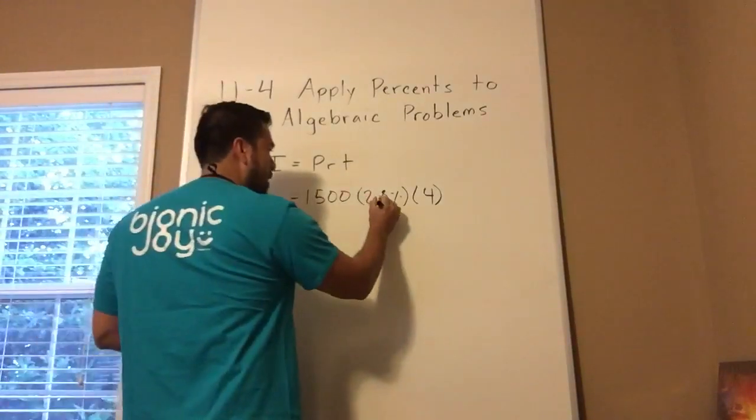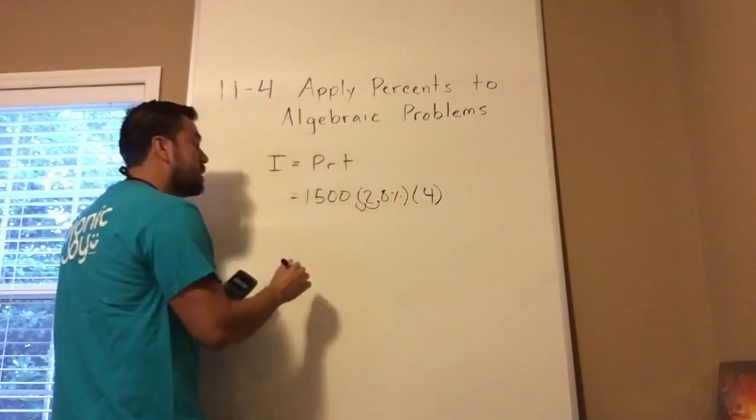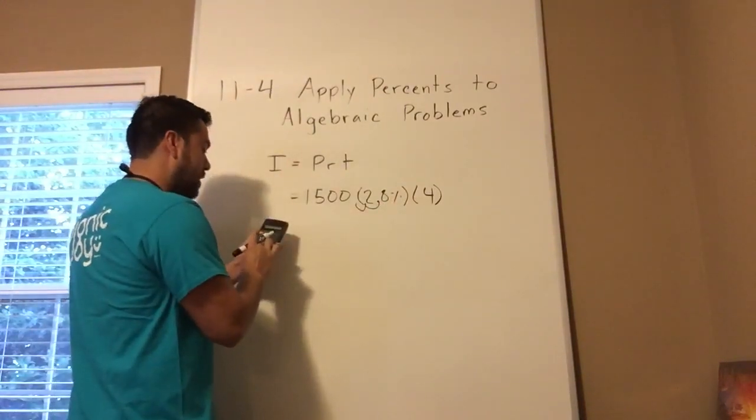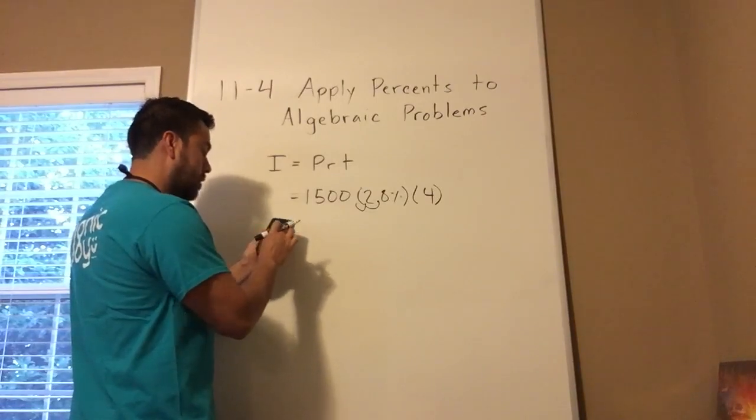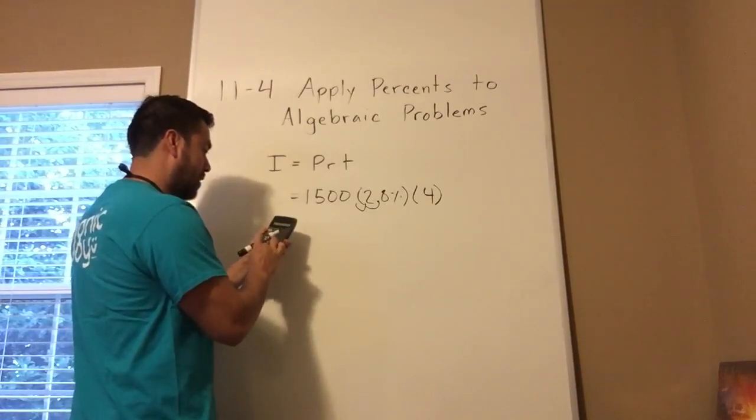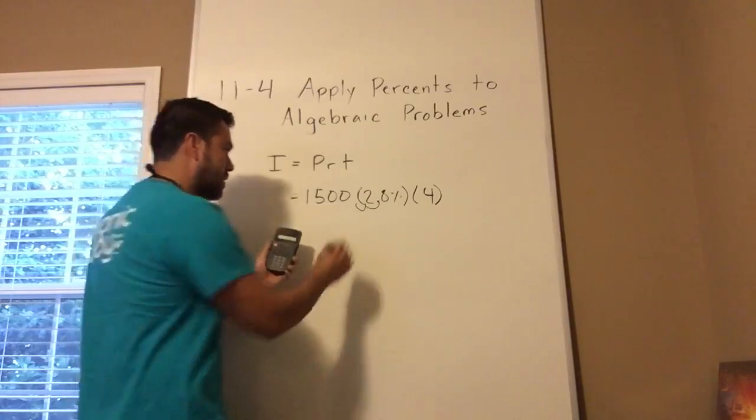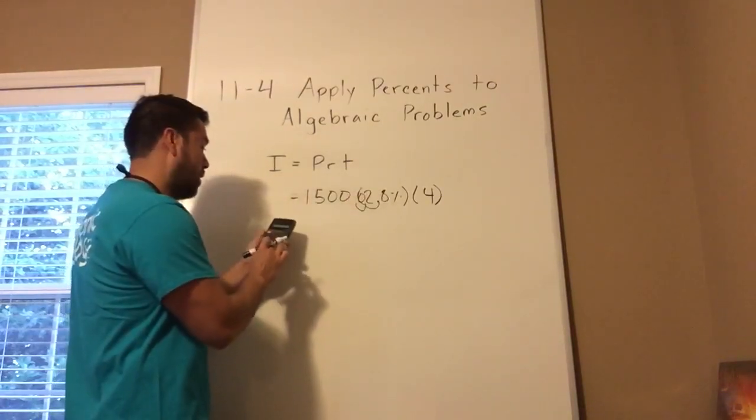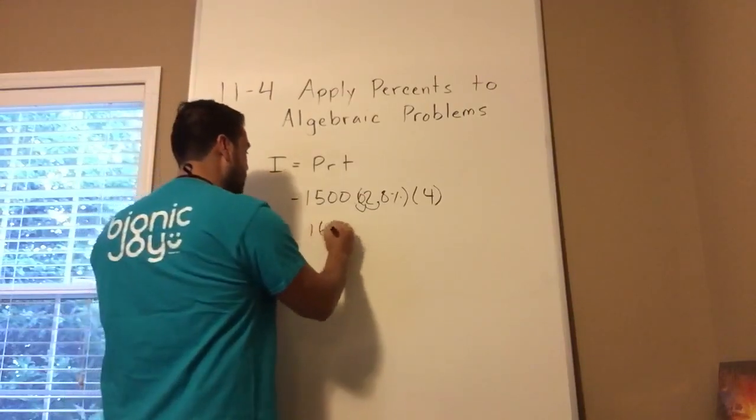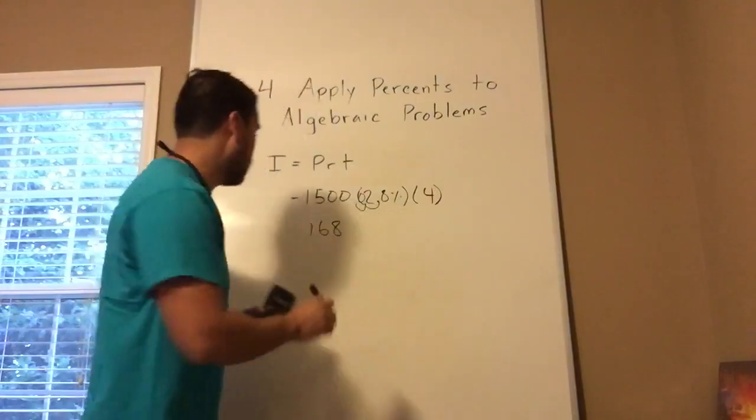Don't forget, make your percentages into decimals. So really it's going to be 1,500 times 0.028. I got to say that correctly. 0.028 times 4. So $168. Okay? So that's how much interest this person received.